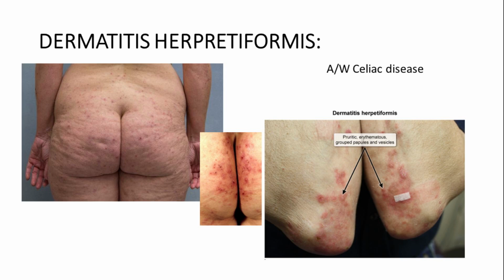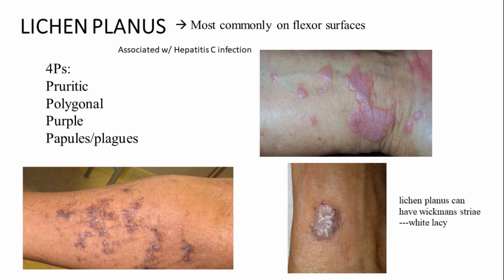Dermatitis herpetiformis is closely associated with celiac disease. It presents with pruritic erythematous papules and vesicles, often requiring a gluten-free diet for management. Lichen planus is characterized by the 4 Ps: pruritic, polygonal, purple papules and plaques. Commonly found on flexor surfaces, it is associated with hepatitis C infection and may present with Wickham's striae.